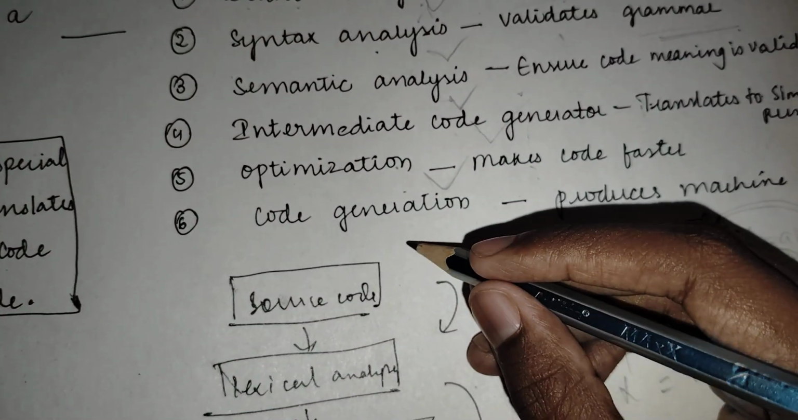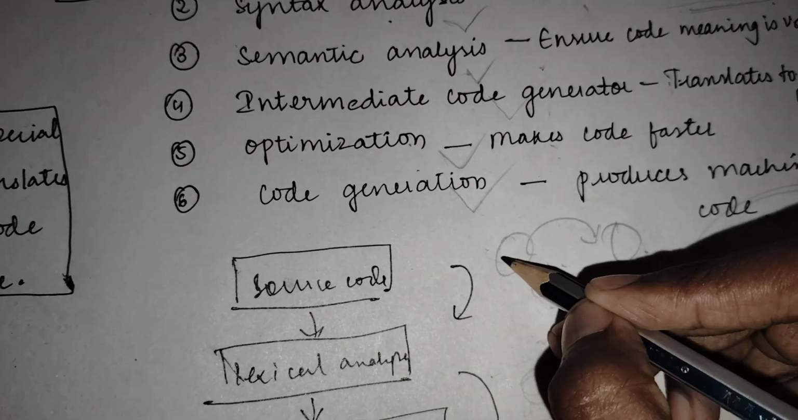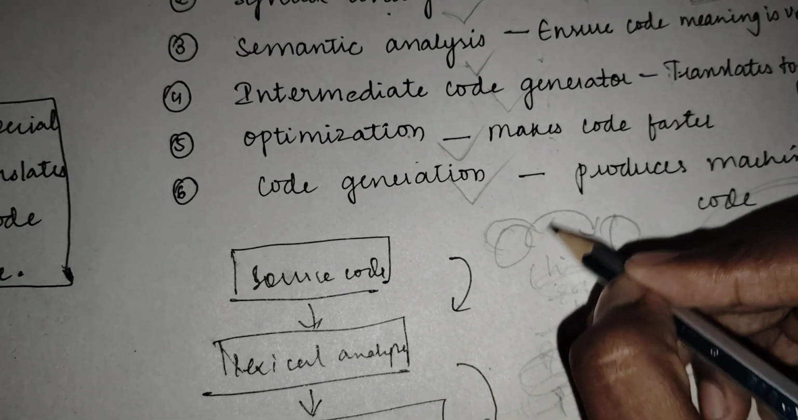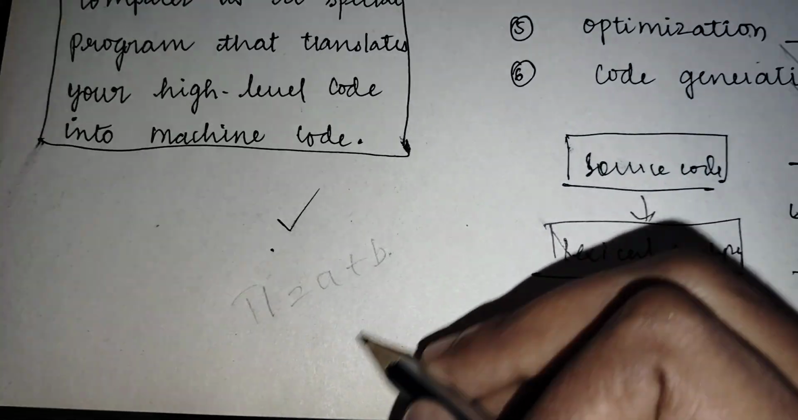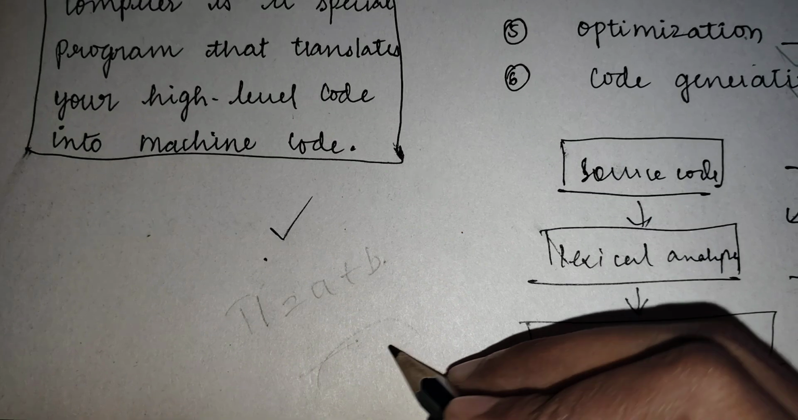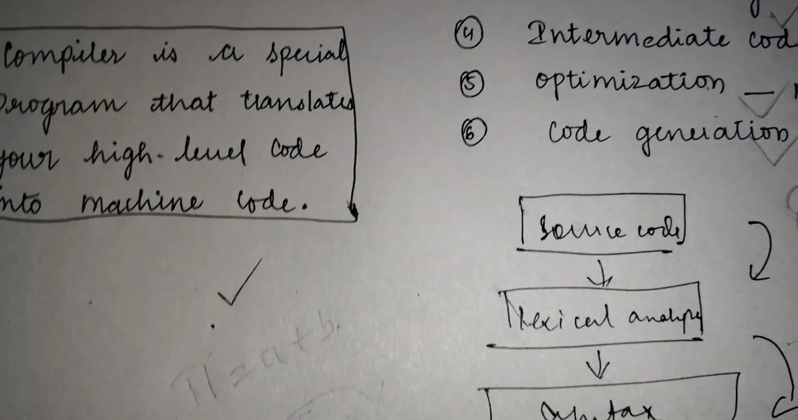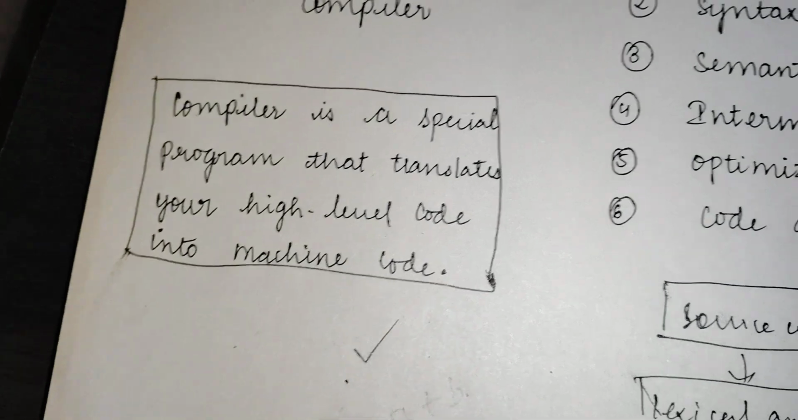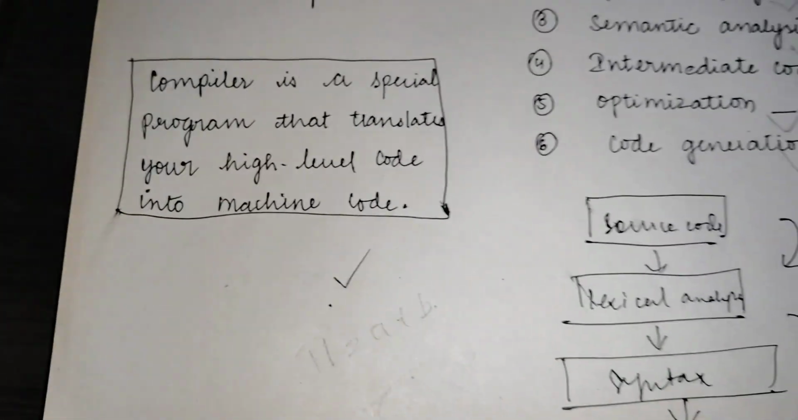The last one is code generation. It converts the intermediate representation into actual machine code. For example, we took t1 = a + b. What does it do? It becomes assembly code, and this converts into binary instructions so that it runs with faster execution. For that reason we use this.